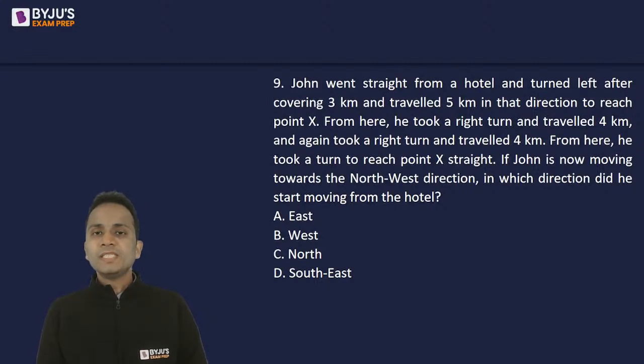Now, John went straight from a hotel and turned left after covering 3 kilometers and traveled 5 kilometers in that direction to reach point X. From there, he took a right turn and traveled 4 kilometers and again took a right turn and traveled 4 kilometers. From there, he took a turn to reach point X directly, straight. If John is now moving towards northwest direction, then in which direction did he start moving from the hotel?